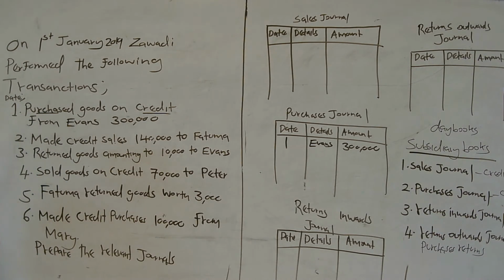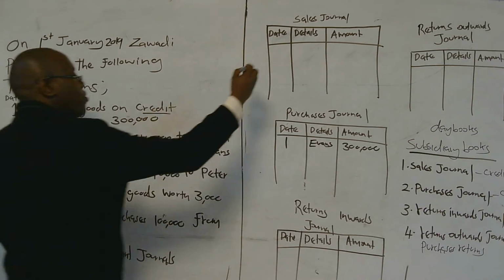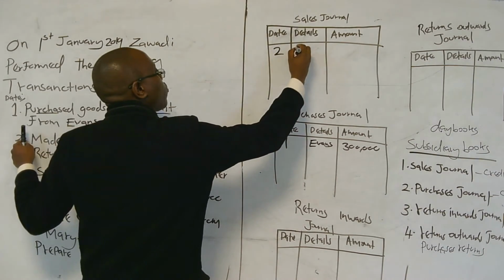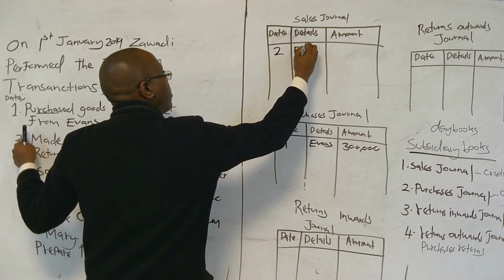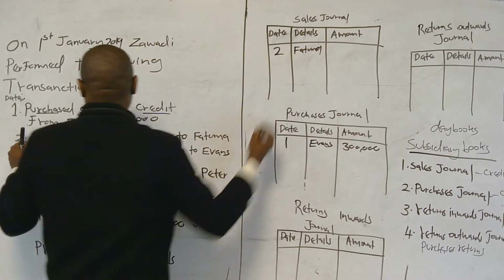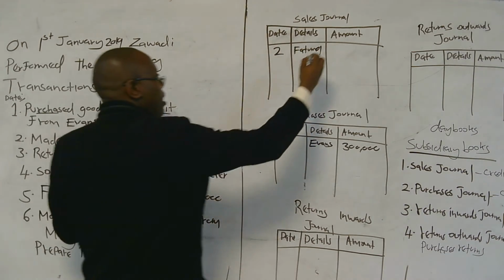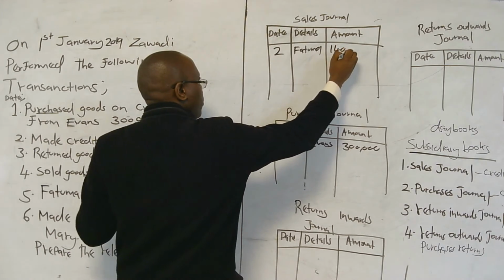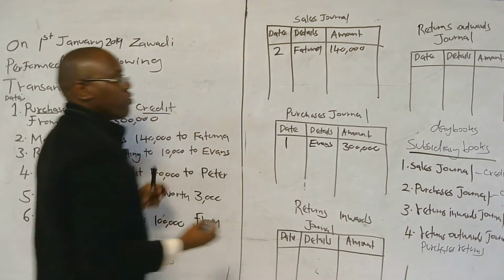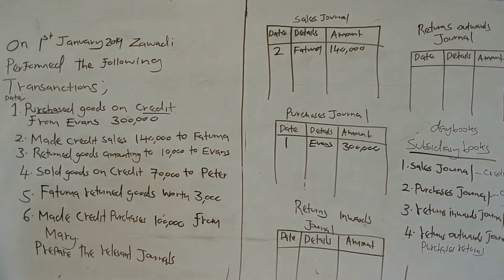So we sold it to Fatuma. So when we made credit sales, when you see the word sales, that one is going to be under the sales journal. So we're going to have here date 2, and then we are going to have Fatuma under the details, and then we'll be able to record the 140,000 shillings in that manner. So that's how you are going to be able to record it. So we are done with date 1 and date 2.